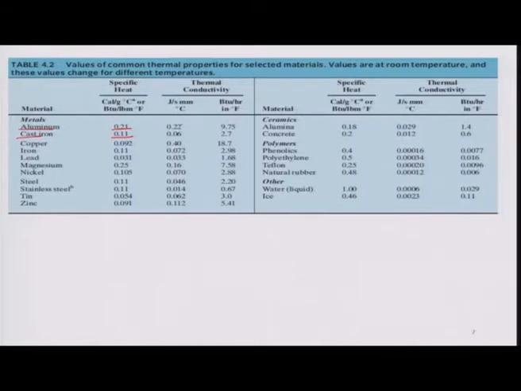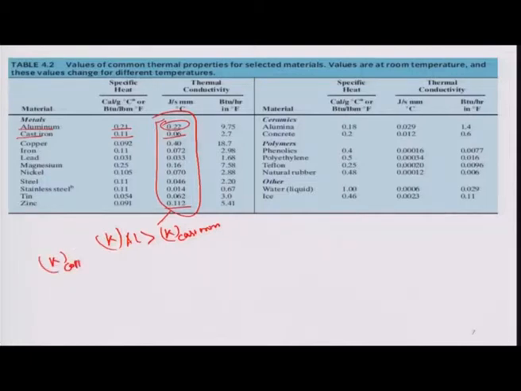Thermal conductivity, if you see, the aluminum is 0.22 joule per second mm, for cast iron 0.06, for zinc 0.112. So in comparison, thermal conductivity of aluminum is higher than thermal conductivity of cast iron. Also, thermal conductivity of copper is higher than these two.